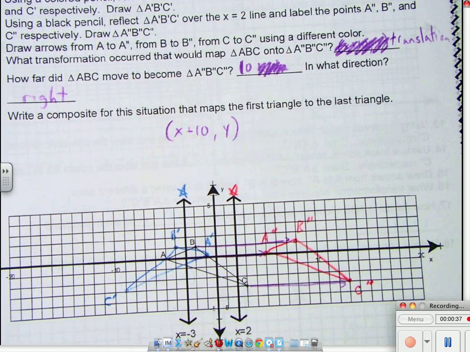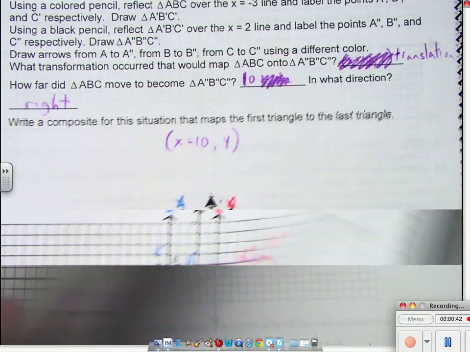Any questions about this first page? We've gone over this a couple of times, so we should be pretty good, right? All right, let's look at the next page.